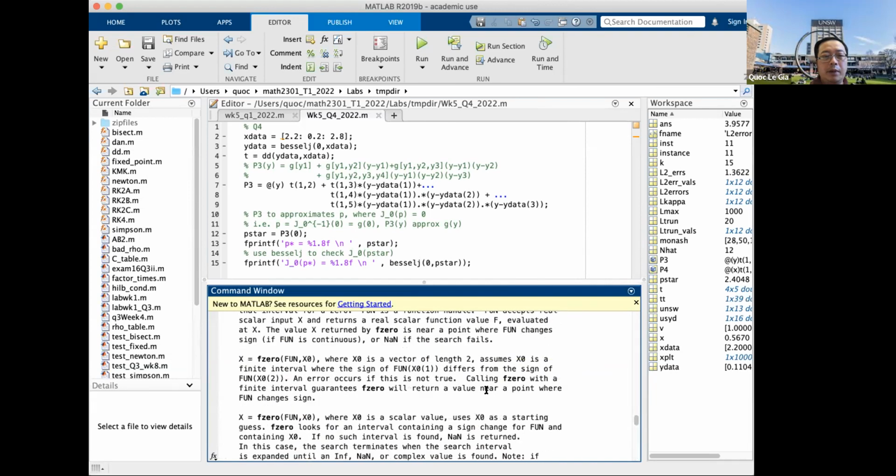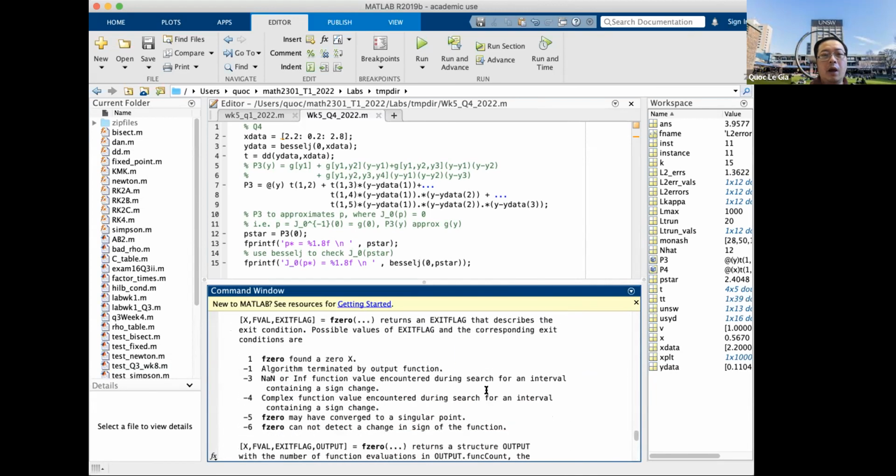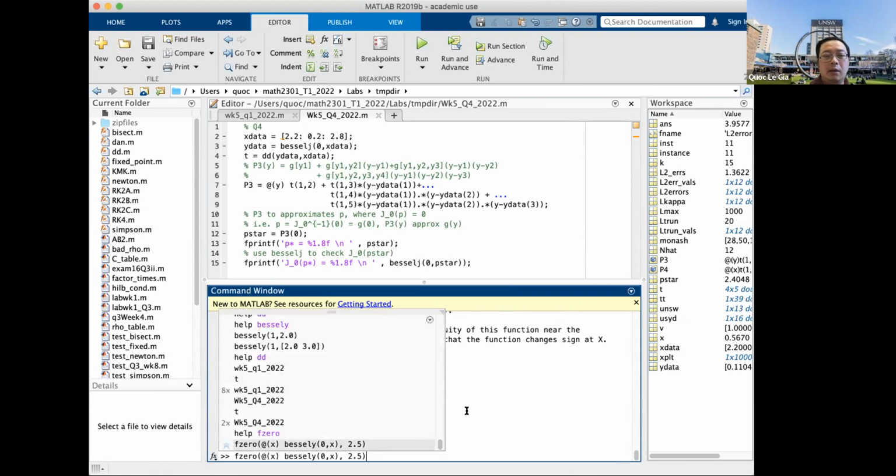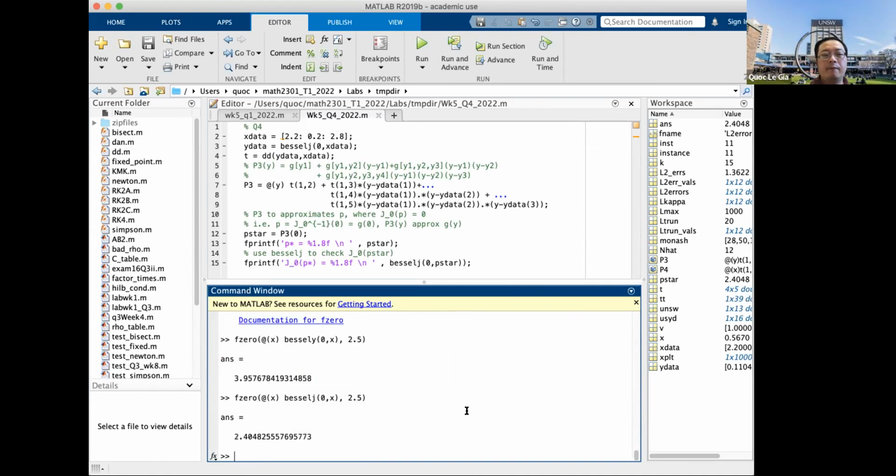So what is my P star? P star is 2.4. Sorry, not Bessel Y, Bessel J. If I use fzero in MATLAB, I get the exact zero, about 2.4 something. But what is our P star? Our P star is very close. You use just inverse interpolation of degree 3, and you get very close, up to 4 digits after the dot. So you find a zero very close to the solution given by the fzero command.